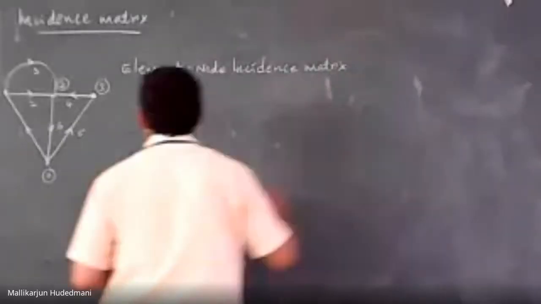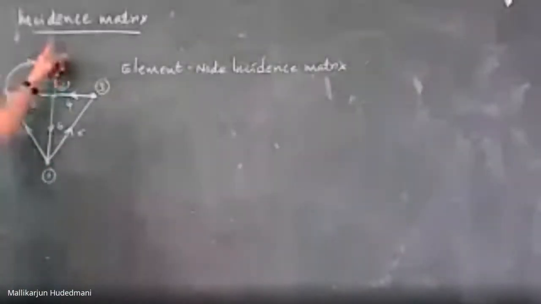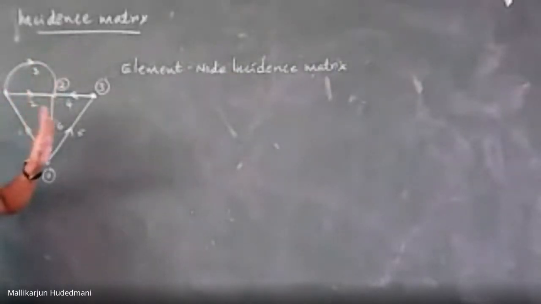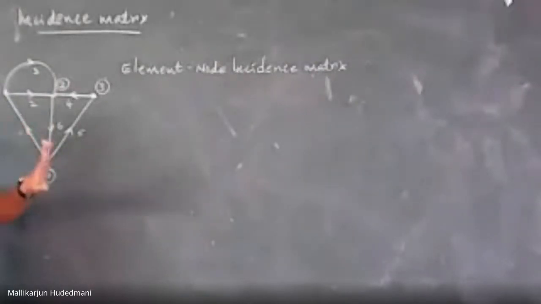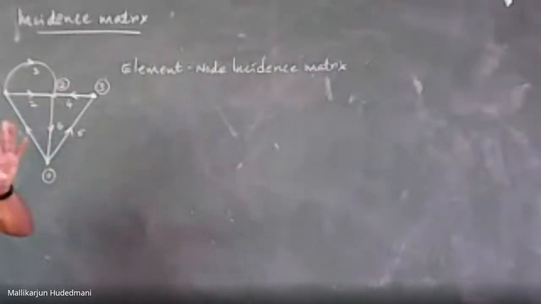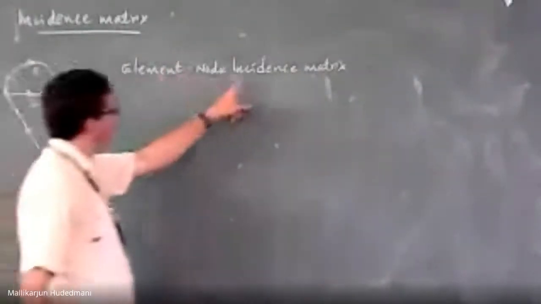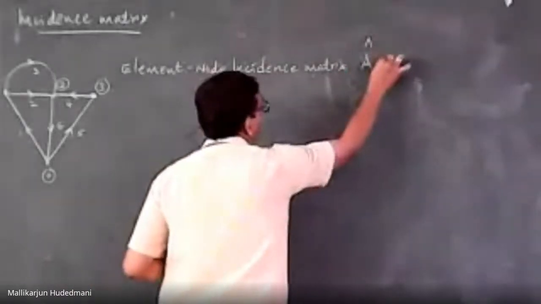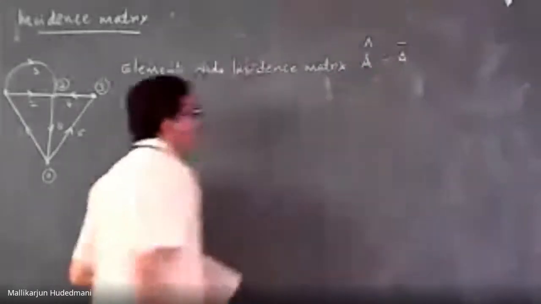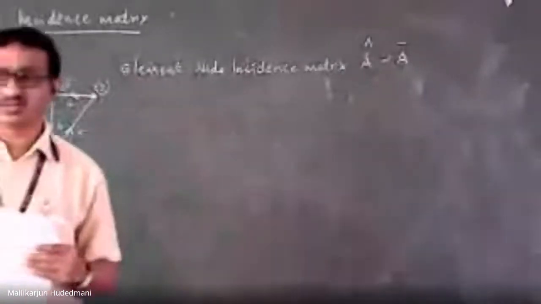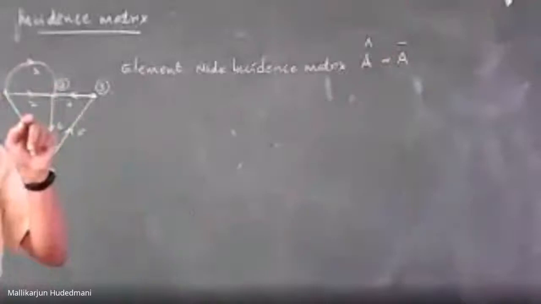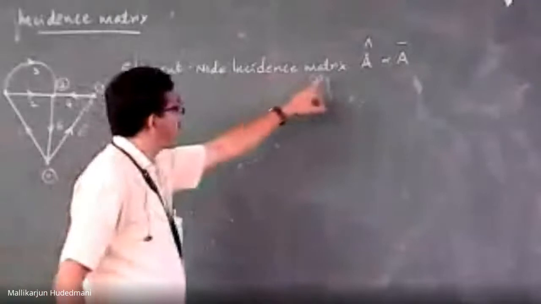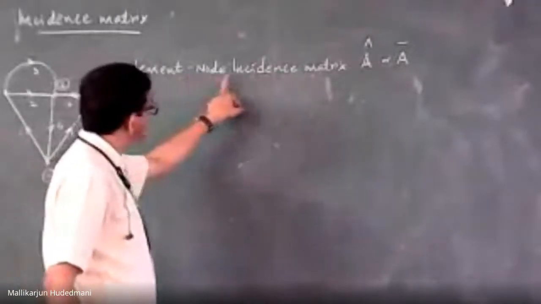Yes, I repeat it. Basically I am trying to understand the incidence matrix. There are a number of incidence matrices. Among them, the first one I am trying to utilize is called the element node incidence matrix, known as A cap or A bar. Book to book, there is a small change in representation. Some books refer A cap, some books refer A bar. It is nothing but the element node incidence matrix or element bus incidence matrix.